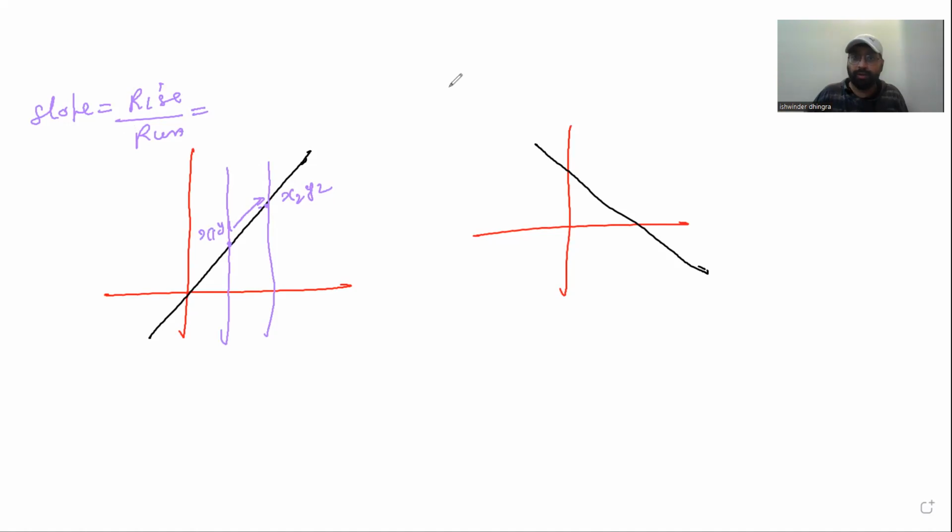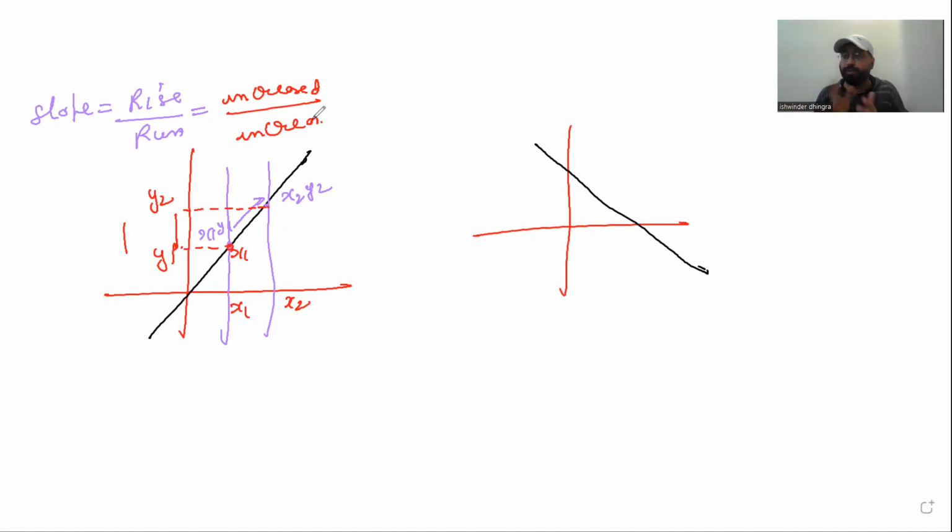We are increasing. Can you see? If you try to think, we are increasing with the value of y. Can you see? We have increased. So this is y2, this is y1. So basically we have increased the value of y, and we have also increased the value of x. Let's say this is x1 and this is x2. So both are increasing. Both are increasing means both are positive. So it has a positive slope. You agree? So I can proudly say that this line will have a positive slope.